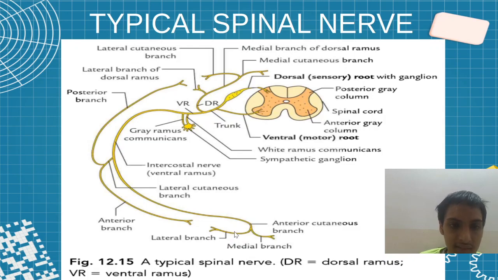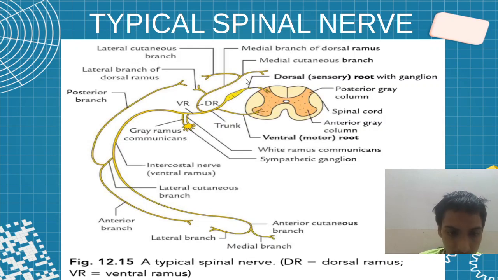Same goes with the posterior branch and the lateral cutaneous branch. And this is the lateral branch of the dorsal ramus, a very small branch. And this is the medial cutaneous branch. So medial and lateral cutaneous branches. And this is the medial branch of the dorsal ramus.